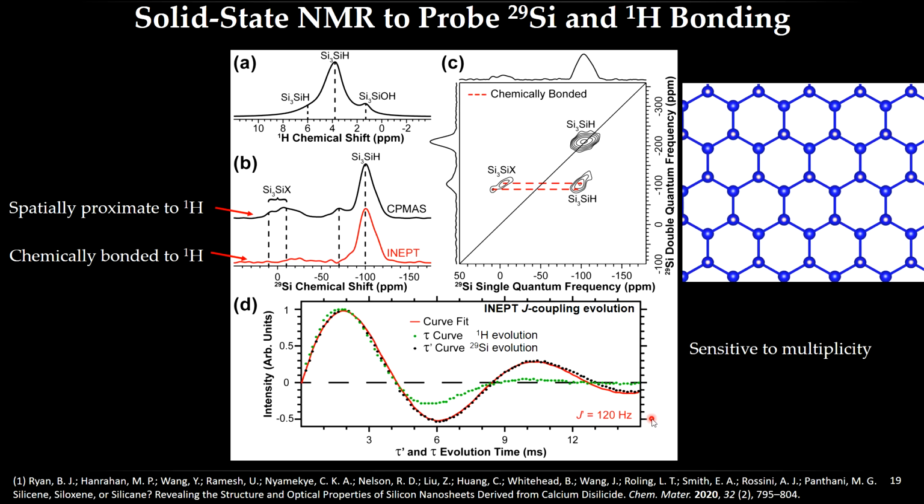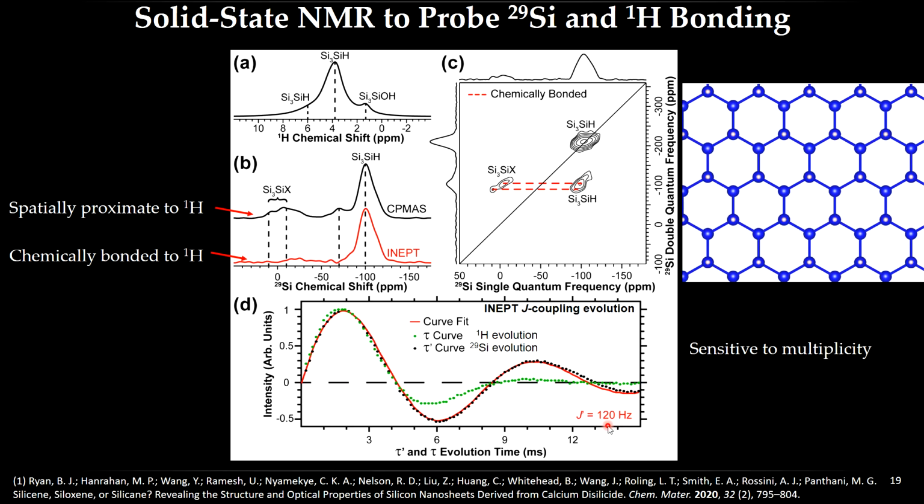Lastly, we looked at the J-coupling evolution. And this type of experiment here is sensitive to the multiplicity of different atoms. And what we're showing is 2 different types of evolution time, proton and silicon evolution time. And we can see that the frequency of these different evolution times are consistent between the 2 different types of evolutions. And this frequency of about 120 Hertz is consistent with a silicon monohydride.